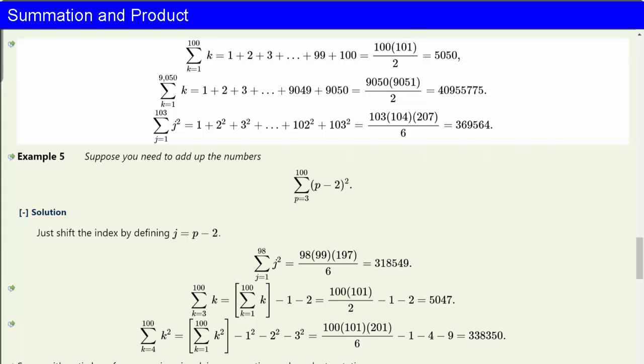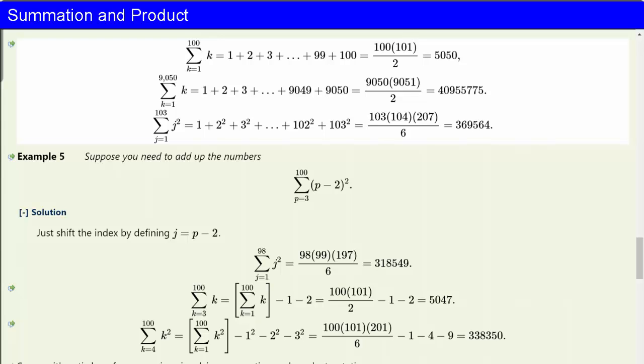We'll discuss proofs of these formulas later on, but here I want to focus on simple examples of the use of these formulas. For example, the sum from k equal 1 to 100 of k is just 100 times 101 over 2, which is 5050. The sum from k equal 1 to 9050 of k is 9050 times 9051 over 2, which is a big number, as you can see. The sum of the squares, j squared, from j equal 1 to 103 is the product 103 times 104 times 207 over 6, which is 369,564.